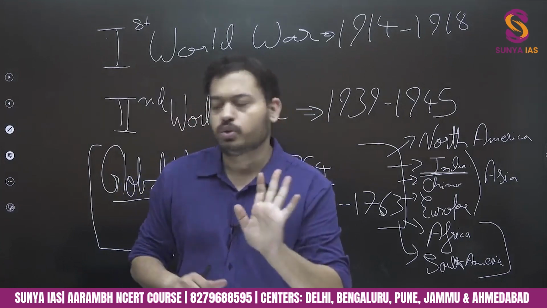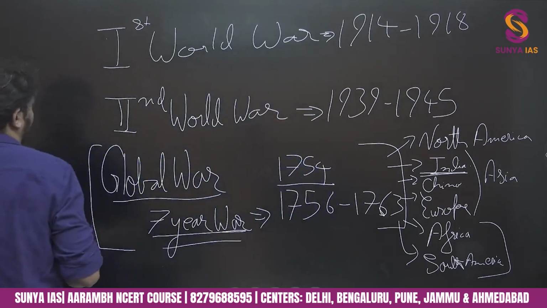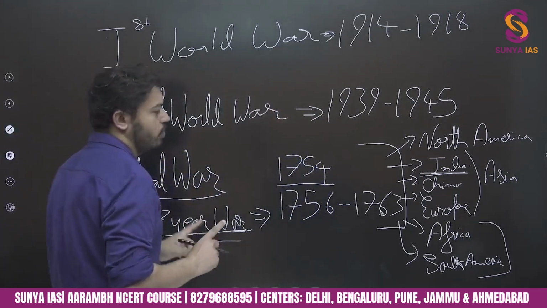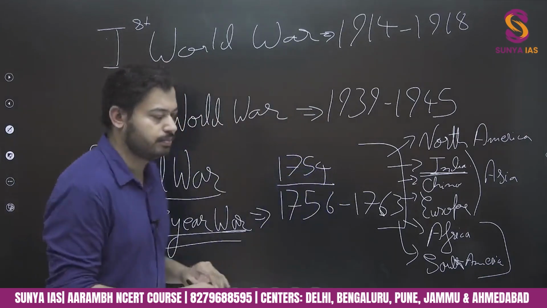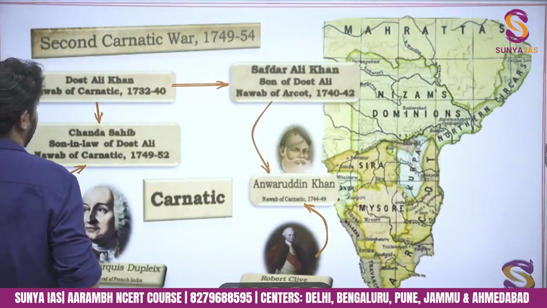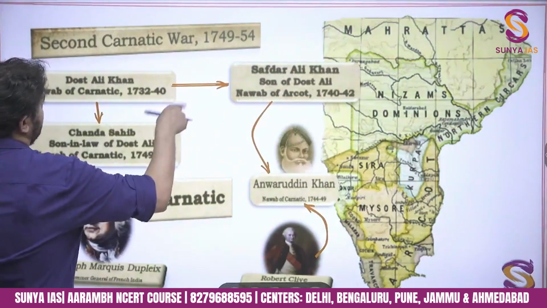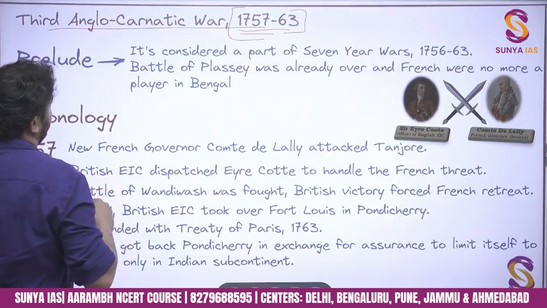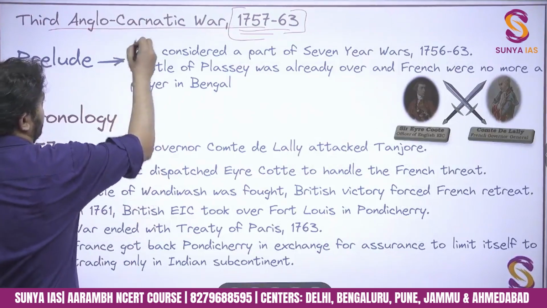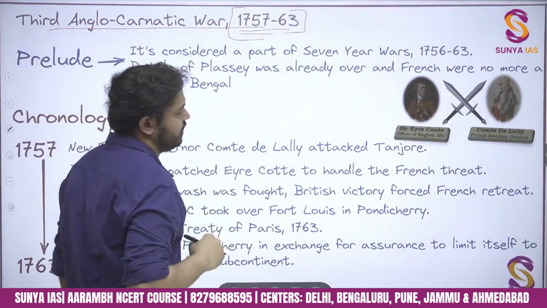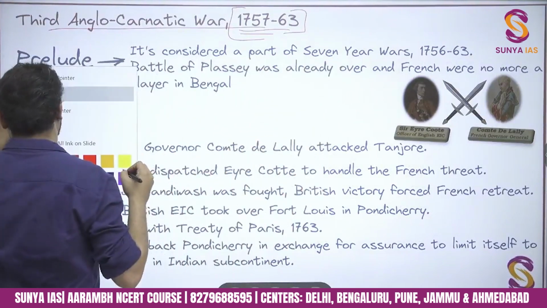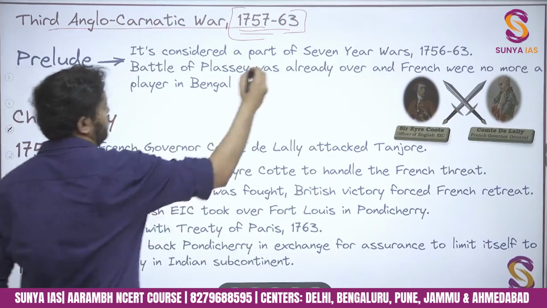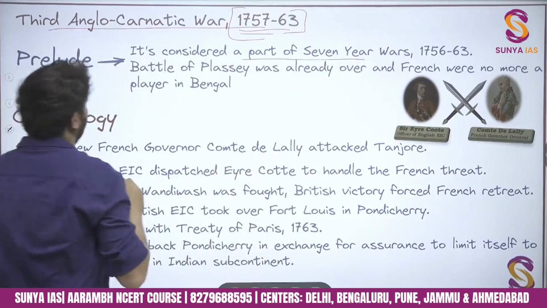But we will be coming to the Battle of Plassey when we discuss Bengal in detail in chapter number 4, lecture number 4. Now, we have done till the Second Carnatic War. We have to start the Third Carnatic War, and it was a part of this 7-year war. First of all, the part of the 7-year war which you need to know, and that's why the whole explaining was done. Fine.